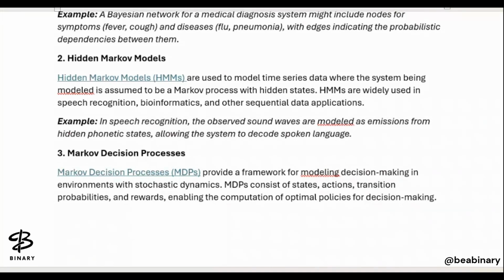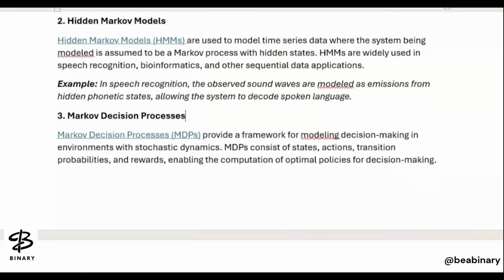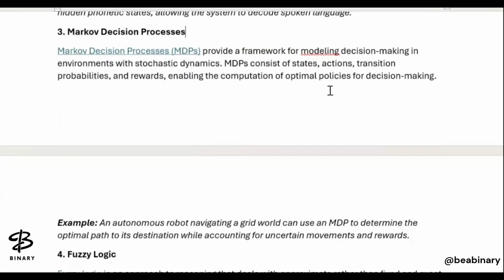Another model, or framework, for representing knowledge under uncertainty is Markov decision processes. What are Markov decision processes? They provide a framework for modeling decision making in environments with stochastic dynamics, right? So what do you understand by this? We have talked about different situations and different uncertainties. Markov decision processes consist of states, actions, transition probabilities, and rewards also, enabling the computation of optimal policies for decision making.